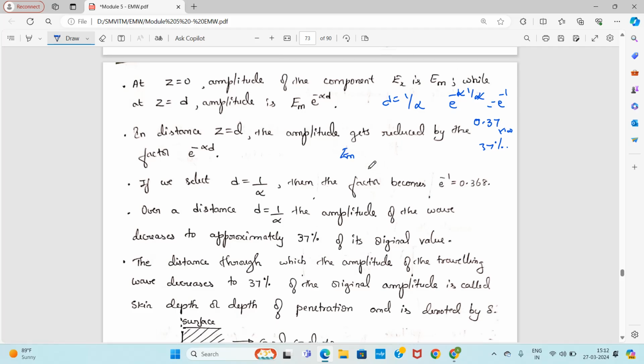Initially, it was maximum Em, right? And after some time, at a certain distance, which is 1 by alpha, the amplitude reduces to 37% of its maximum value. This distance, 1 by alpha, by which the amplitude reduces to 37% of its maximum value, is called skin depth. This is very important.